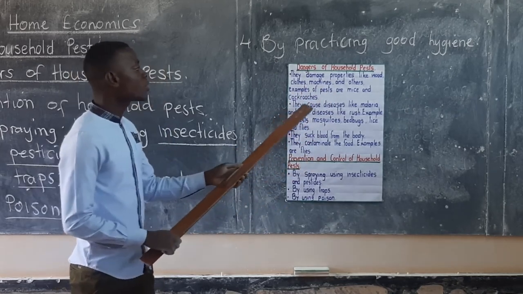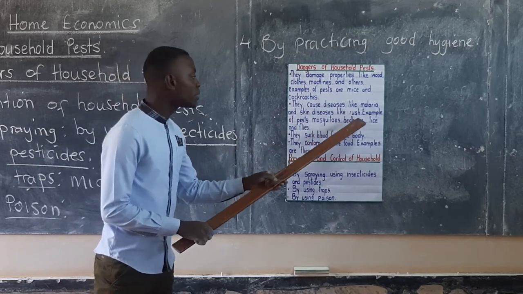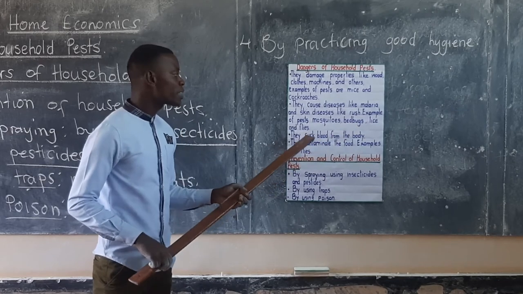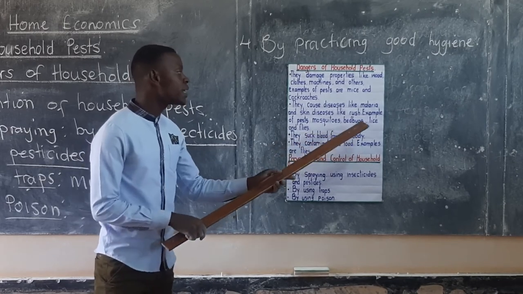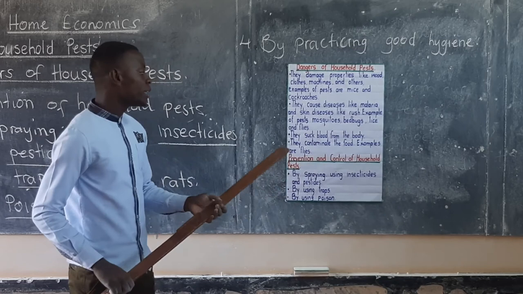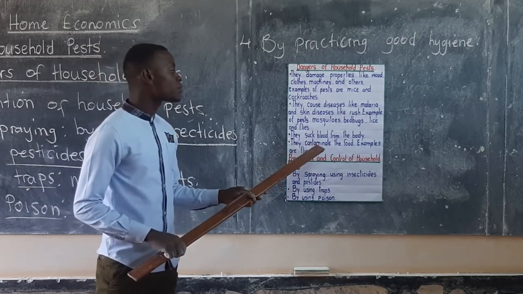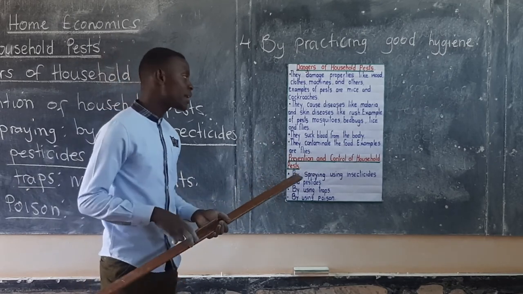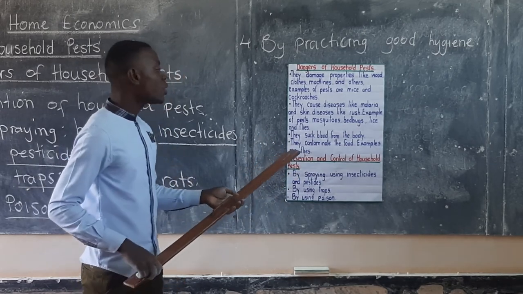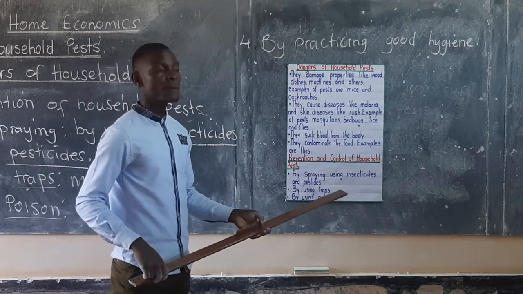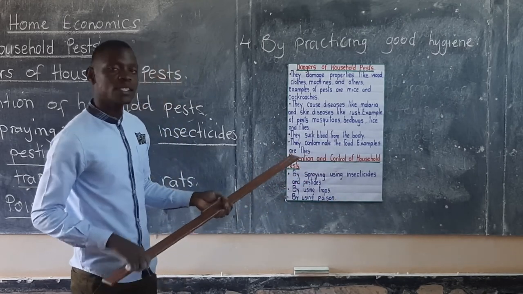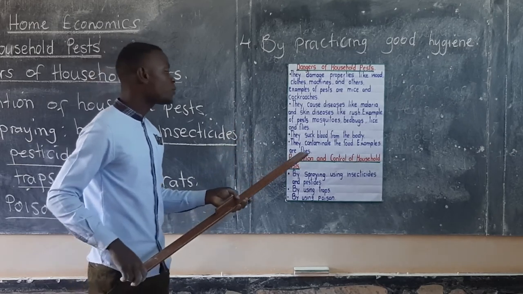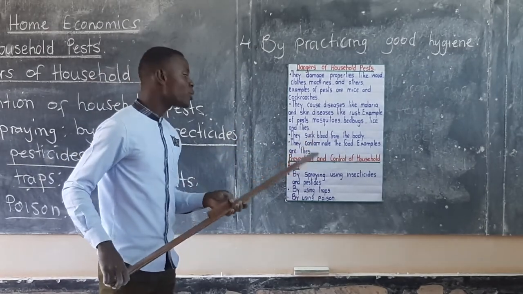The other one, they cause diseases like malaria and skin diseases like rash. Examples of pests, we have mosquitoes, bed bugs, lice, and flies. Number three, they suck blood from our body. Examples, we said we have bed bugs and mosquitoes. They also contaminate the food. Examples of pests that contaminate our food when we cook delicious food, you have flies, if not well prevented.